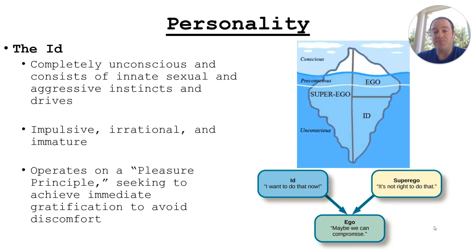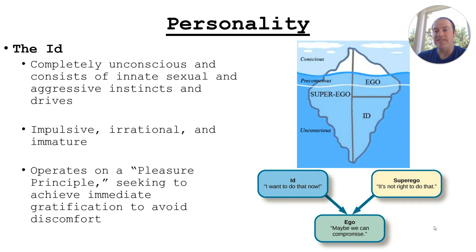So the id, according to Freud, is entirely in the unconscious. This is the part of our personality that consists entirely of inborn, unacceptable, aggressive, violent sexual urges and drives and things like that that are not, again, acceptable, normal. They're irrational, they're immature, they're impulsive, they're innate, they're kind of uncivilized. They're things that, in any other setting other than just raw human thought, would be unacceptable.